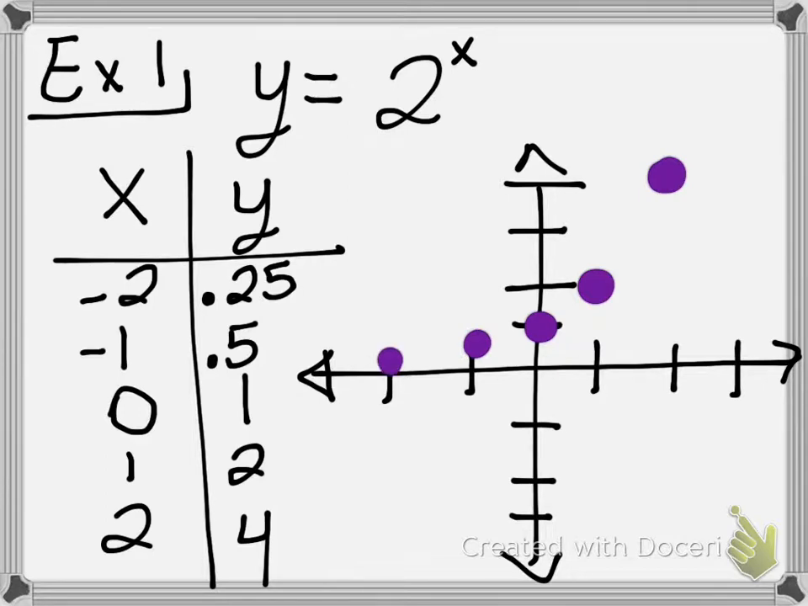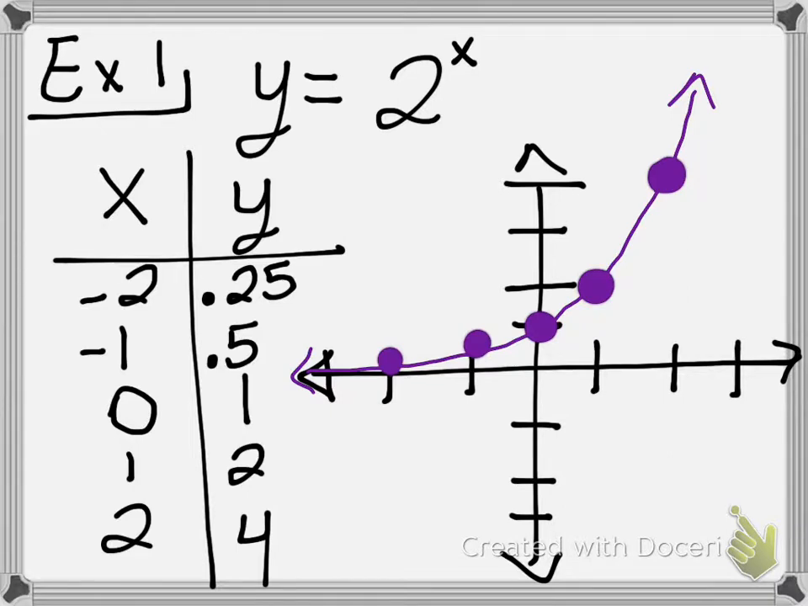Now, if we were to graph when x is -3 and -4 and so on, this graph would continue to look like this. It would just keep going and getting closer and closer to the x-axis. It's going to go on and on like that. Now, the question is, will the y value ever be 0? Or will it ever be negative in this case? And the answer is no.